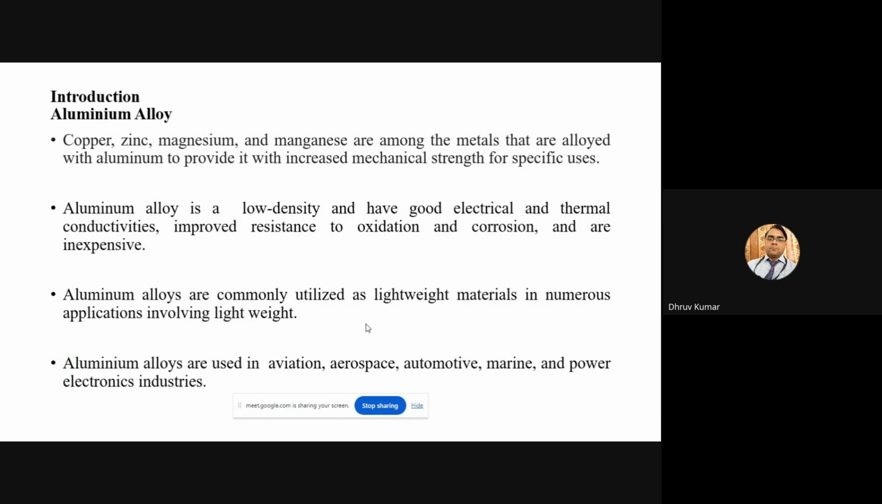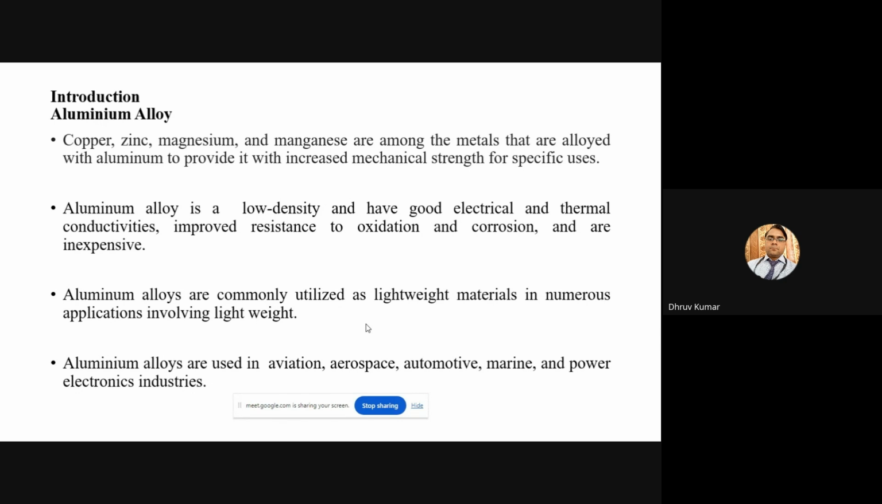Sir, basically, you know that aluminum alloys have some alloying elements. The combination of these alloying elements, copper, zinc, magnesium, and manganese, are among the metals that are alloyed to the aluminum to increase the mechanical strength and for some particular specific usage.